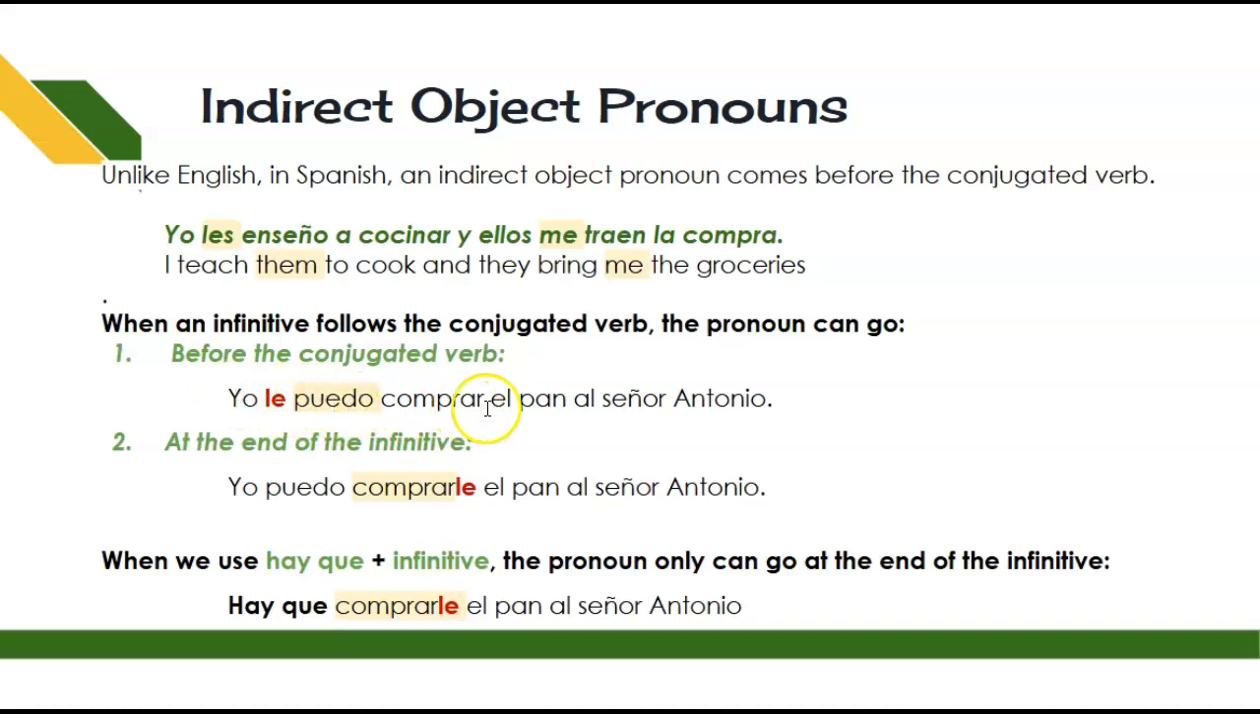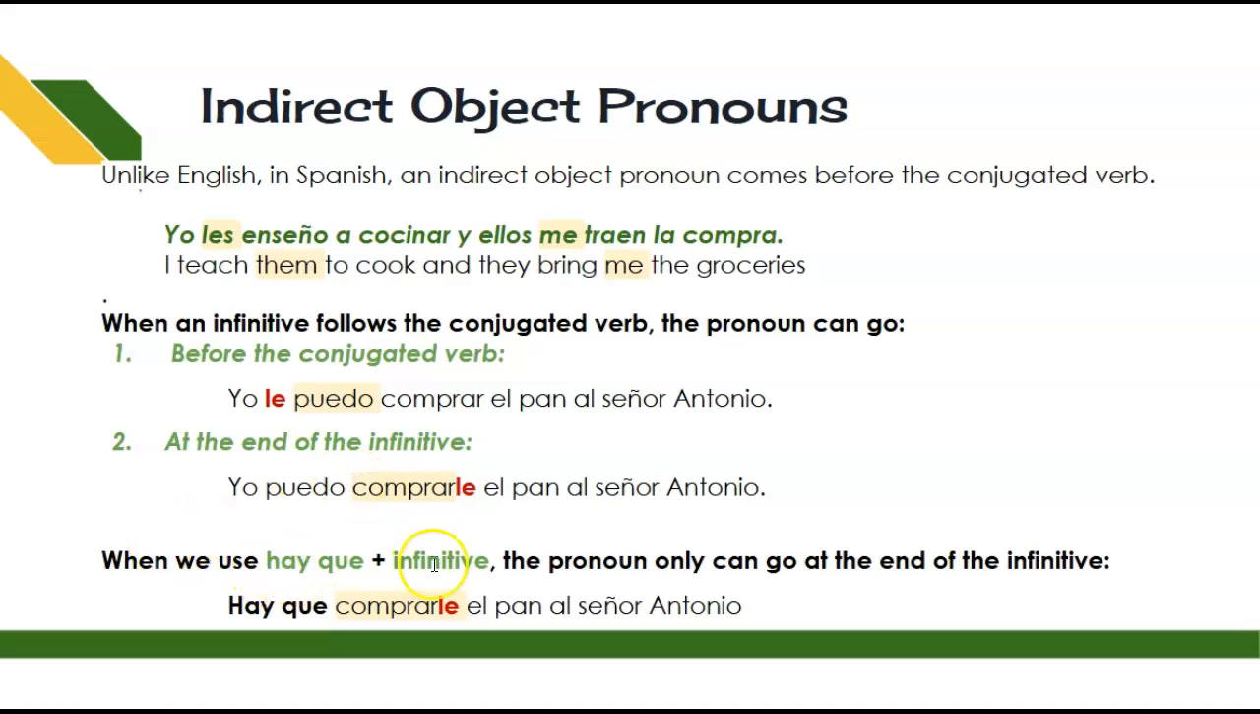Yo le puedo comprar el pan al señor Antonio. But you can also put it at the end of and attached to the infinitive. Yo puedo comprarle el pan al señor Antonio. I can buy him the bread. Yo puedo comprarle el pan.